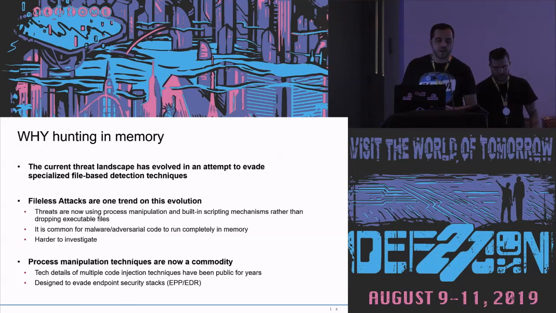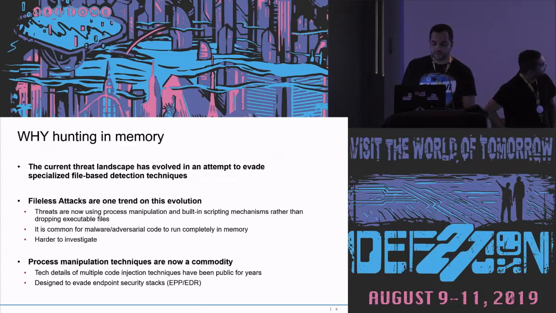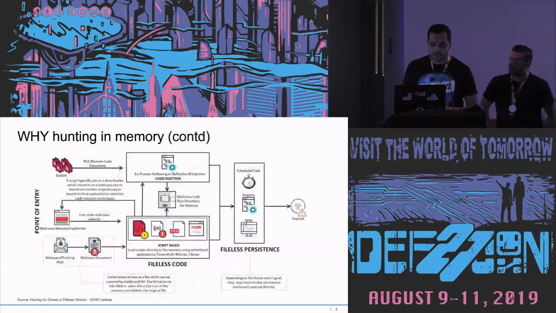I mean, anyone can go to GitHub, for example, and grab the latest and greatest code injection and include it in their code. So access to these techniques is available to anyone right now. That's why we need to start thinking about ways to detect this stuff in memory.